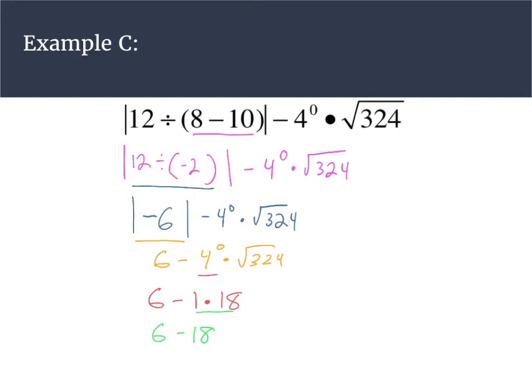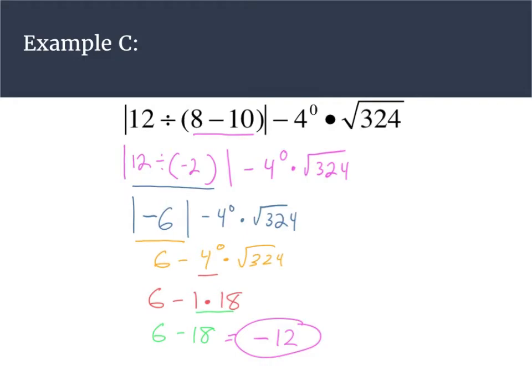I've got a positive and a negative. The negative has the greater absolute value in this case, so I know that my answer is going to be negative. So I'm going to be subtracting them. 18 minus 6 is 12, so I'm going to end up with negative 12. Again, circle my answer so it can be easily found.